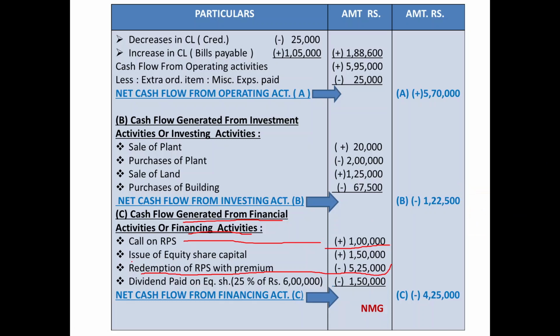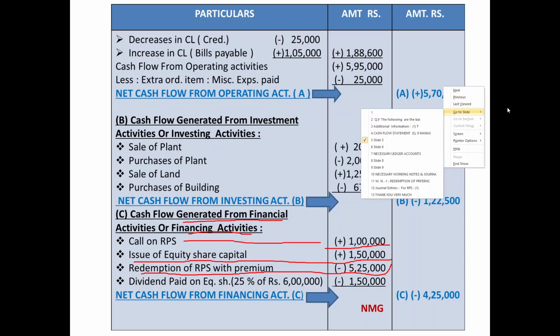Under title C, issue of equity share capital plus 1,50,000. So we closed 7 ledger accounts related with RPS redemption process, and then we gave the concerned impact under the respective title of the cash flow statement. Let us verify all the 7 ledger accounts once again.